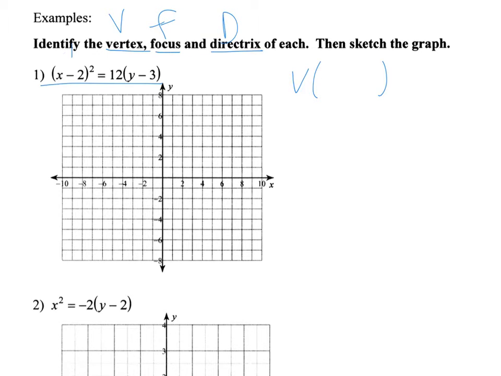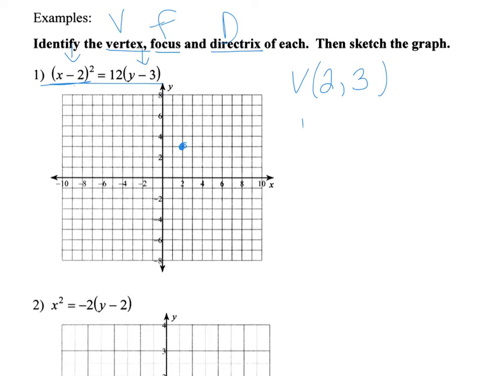Okay, the vertex should be pretty easy. We just change the signs here and here. So x goes with x, so x minus 2, so positive 2 is the x coordinate, and 3 is the y coordinate. There is our vertex. Magic. Okay, so (2, 3), right there.